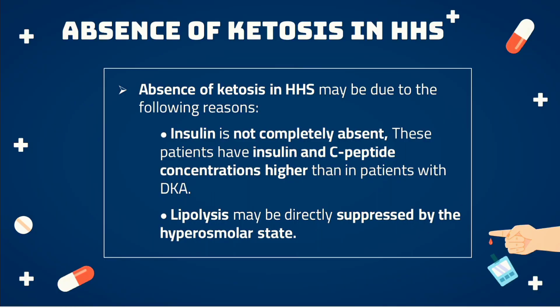So why is this ketosis like condition absent in HHS, which is usually present in diabetic ketoacidosis? There are a few mechanisms for not having ketosis in HHS. The first one is, as we have already studied, that in HHS there is no complete absence of insulin. So insulin is always present in some quantity in HHS. However, in DKA the insulin is either totally absent or available in very less amount, which is negligible.